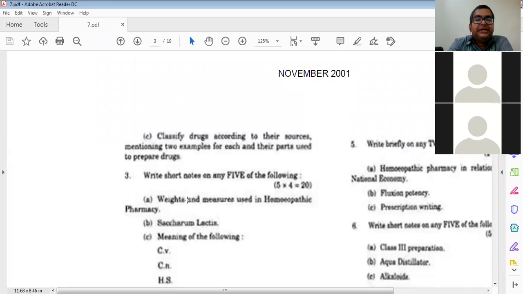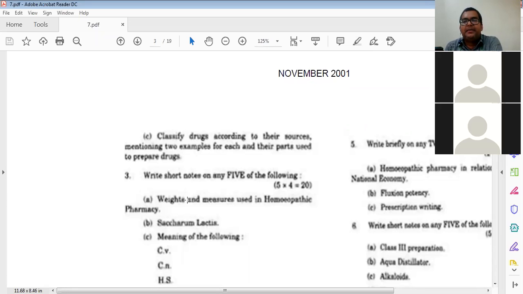Classify drugs according to their sources. Mention two examples for each, and the parts used to prepare the drug. Classify drugs according to the sources: plant kingdom, animal kingdom, mineral kingdom, nosode, sarcode, imponderabilia. All these things you have to write.